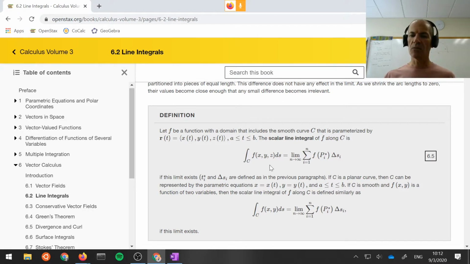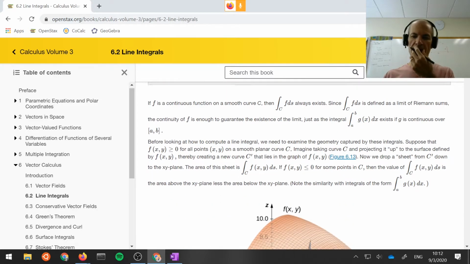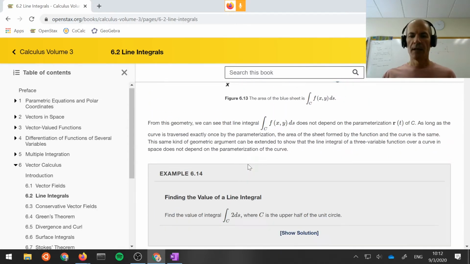To actually calculate one of these integrals, you have to parameterize the curve, and you then have to substitute that parameterization into the definition of the integral. We'll do a lot of that in the examples.